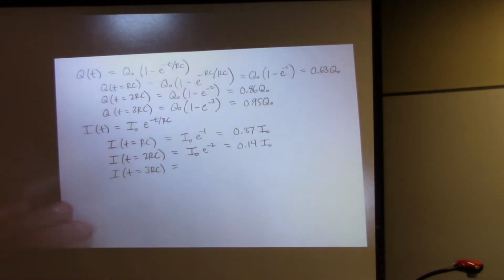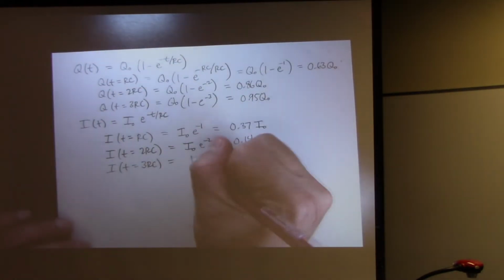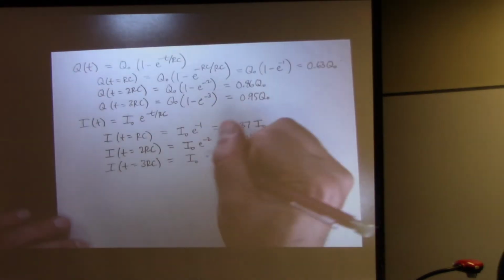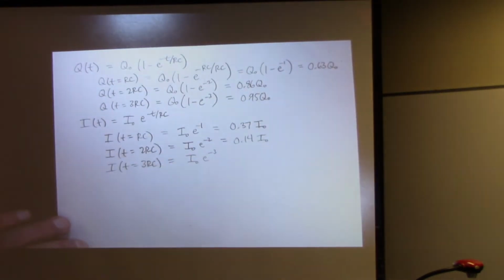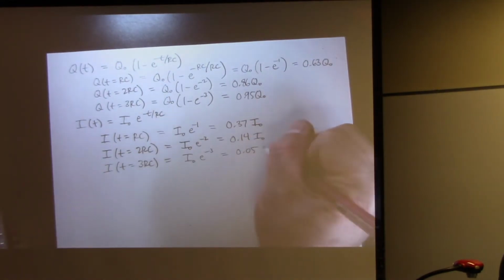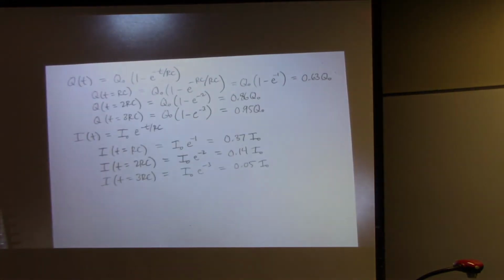And of course we could just keep going forever, but let's just stop here. If I have 3 times RC for my time, I get I naught times e to the minus 3. And what is this? This is going to be 0.05. So let's think about this.